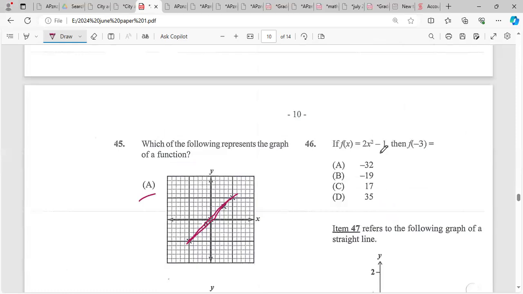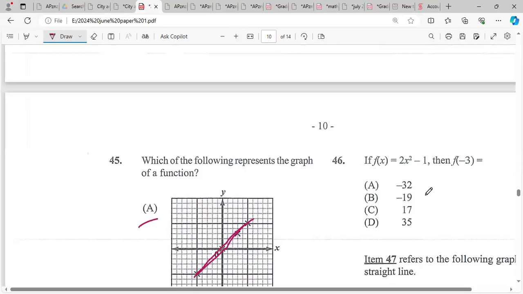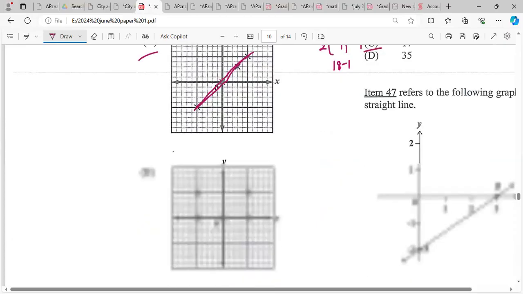All right, if f of x is equal to 2x squared minus 1, find the value of f of negative 3. So all we're going to do is plug negative 3 wherever we see x. So it's going to be 2 times negative 3 squared minus 1. We square first according to the BODMAS rule, so that gives 9. And then 2 nines, 18 minus 1, which is 17. Very nice one. That will trick students.